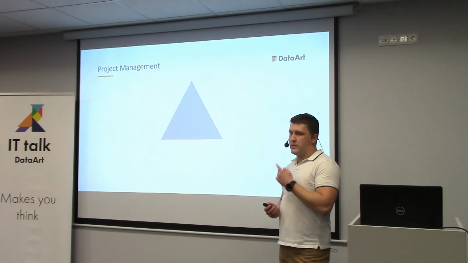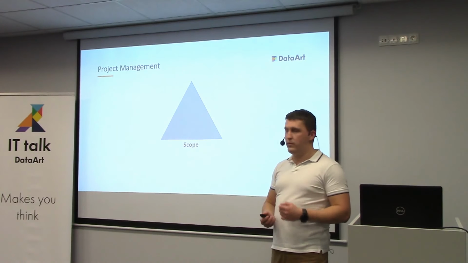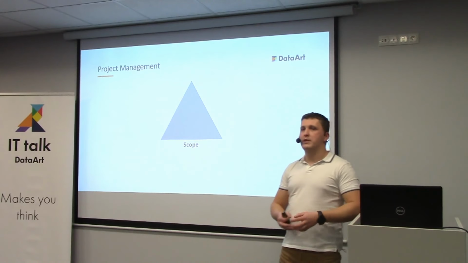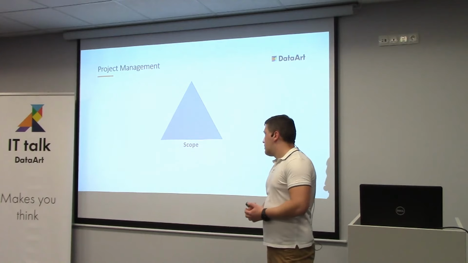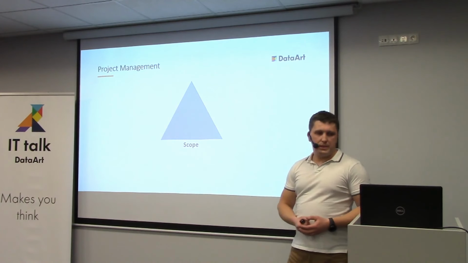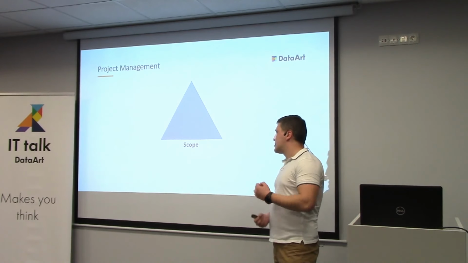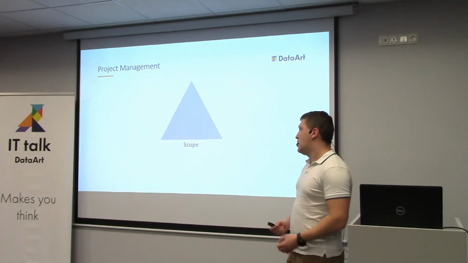So, the three main constraints that we have with the project. One is scope. It's what we need to do. It's the functionality, in terms of software, that we need to implement. I put it at the bottom as a foundation because it's probably the most important and most impacting constraint, because when it changes, everything else changes.